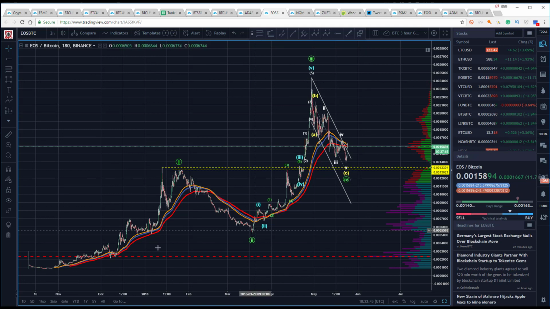So I've got all of my work on this now, but if we back out here and get a picture of it, we can see this parabolic move here, high probability that's a third. Now the question was, where was the third within the third? There are a couple of different ways that it had been counted along the way, but I think this is the count that fits best right now.